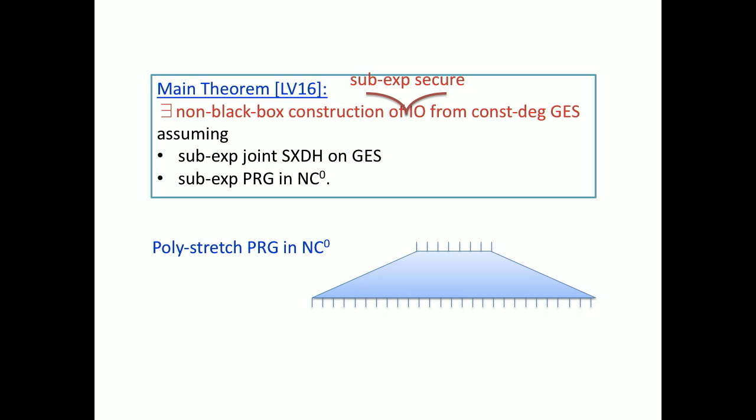Our assumption on the PRG is a strong one. We need the PRG to have polynomial stretch and to sit within the simple class NC0.